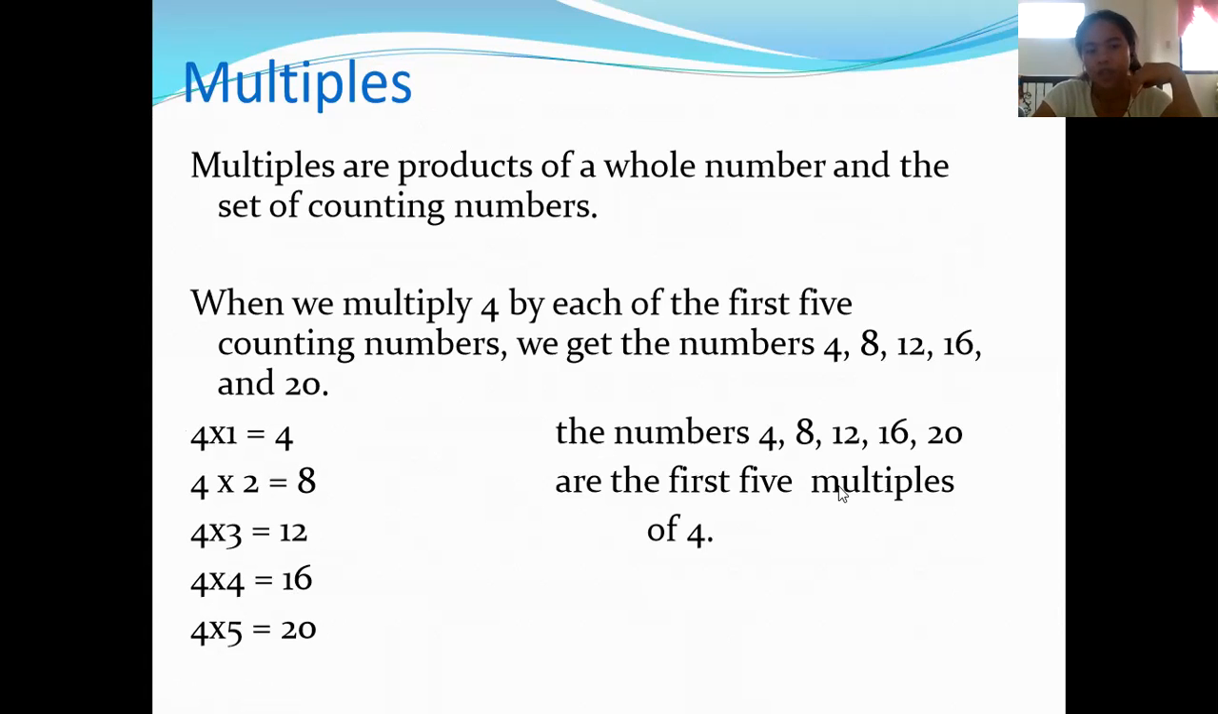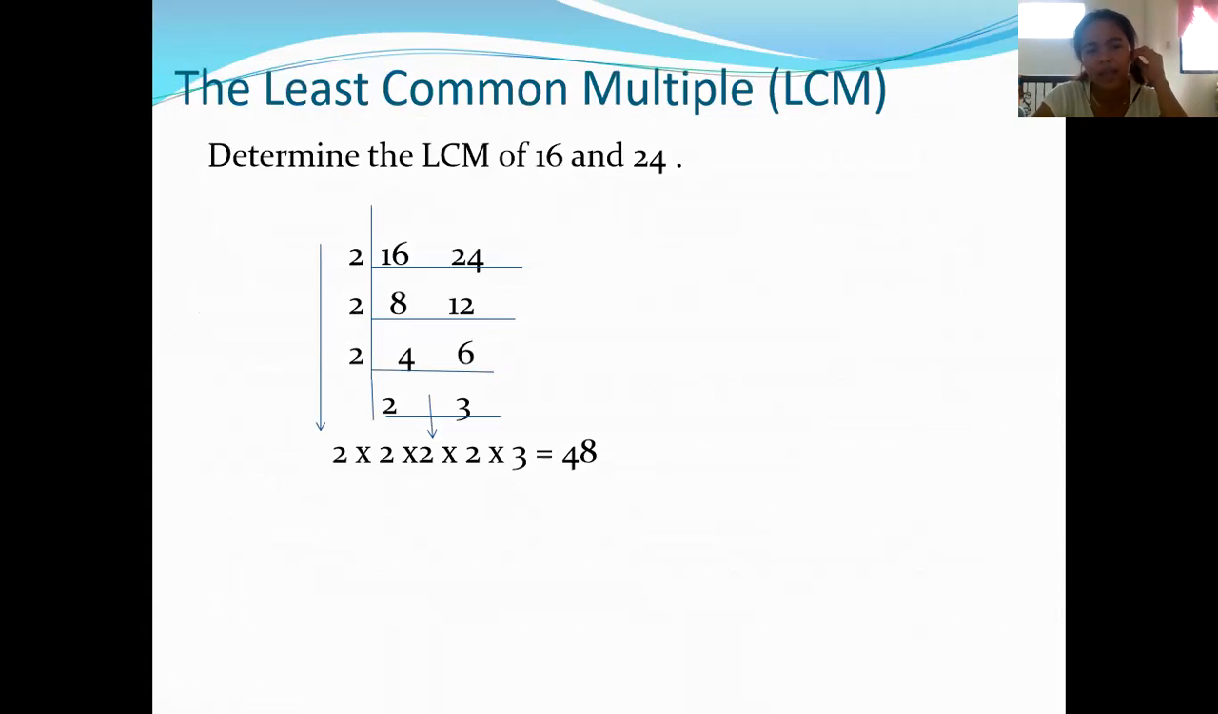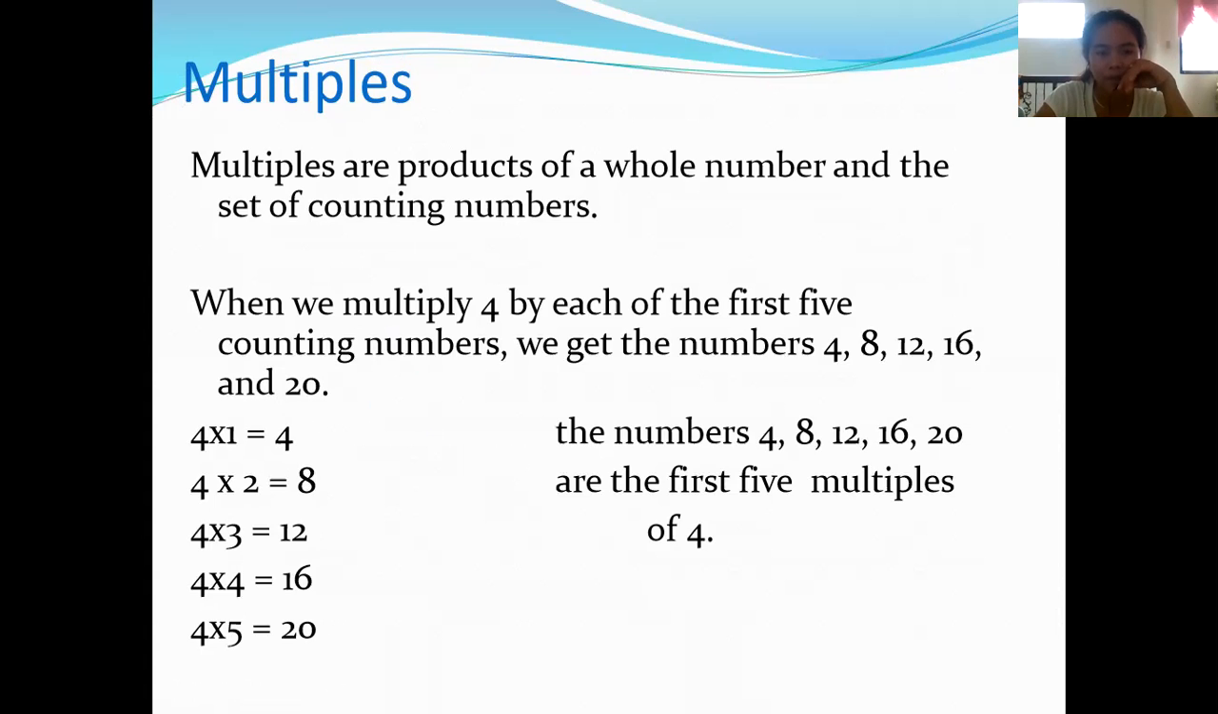Okay? So the LCM or the least common multiple, when we look for the LCM, for example, we use here continuous division, right? Okay?